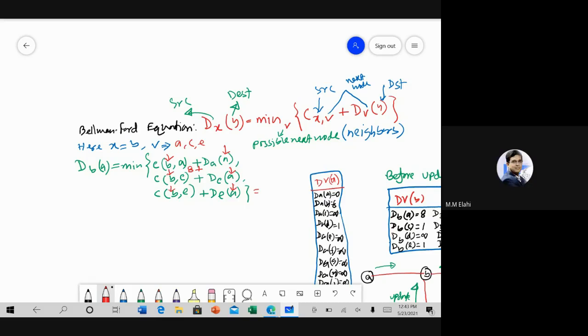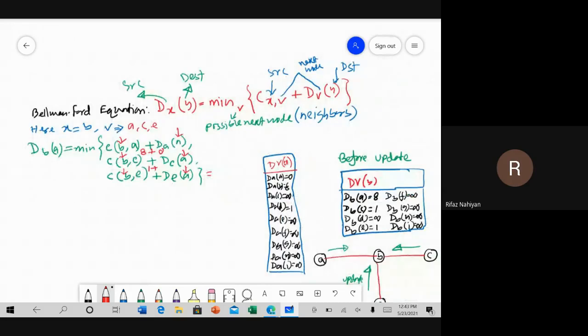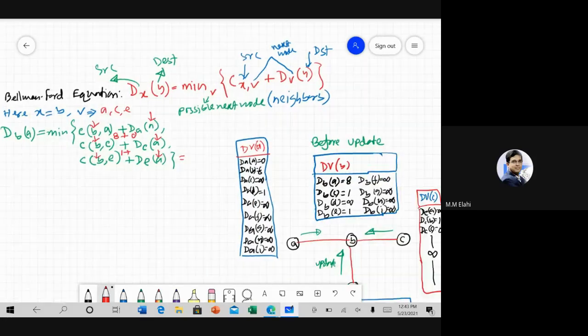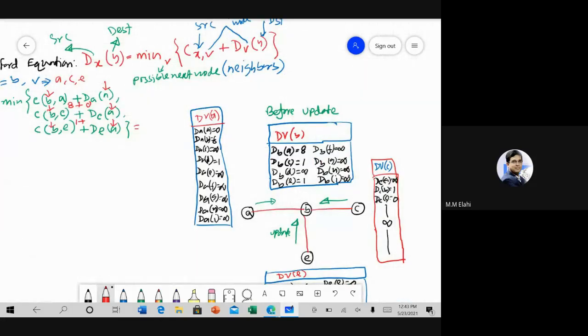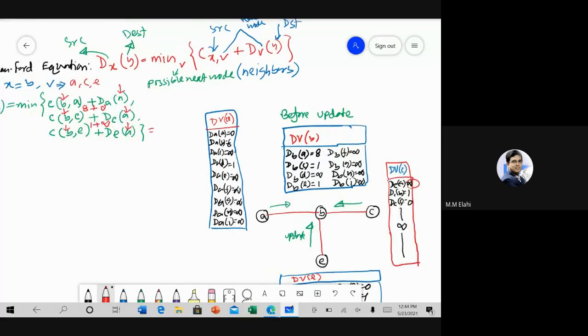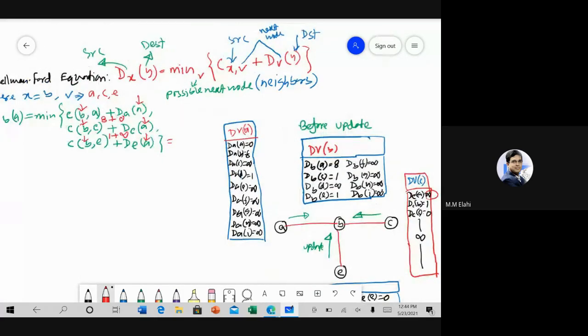So from A to A, that is actually 0. In the first case, that is very trivial, 0. But for the second case, B to C is 1, right? 1 plus C to A, B will take from C's distance vector. So what is C's distance vector now? We want to find C to A. You can see C to A is infinite, right? No way, you have to put infinite, because still there is no connection from C to A.